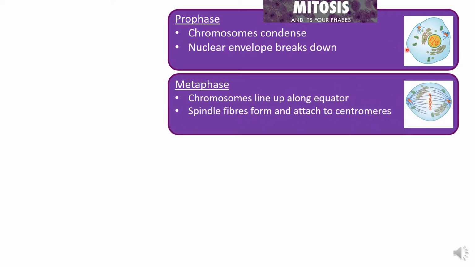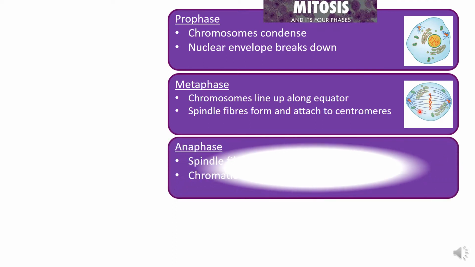In metaphase, you can see that the nuclear envelope has disappeared. You've got chromosomes lining up along the equator of the cell. Now, the equator of the cell is the middle of the cell, kind of like the equator of the Earth is the middle of the Earth. You've also got spindle fibers forming and attaching to centromeres. So these blue lines here represent the spindle fibers, and the spindle fibers attach to the centrioles here at the poles of the cell, and they also attach to the centromeres in the middle of the chromosomes.